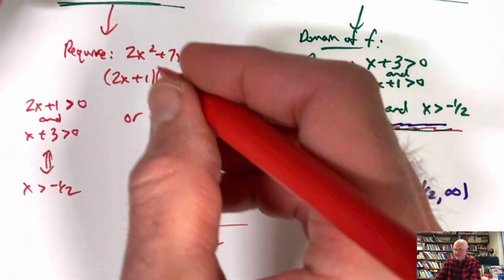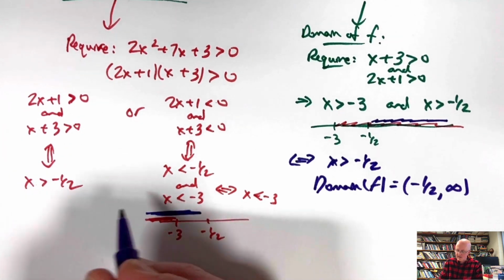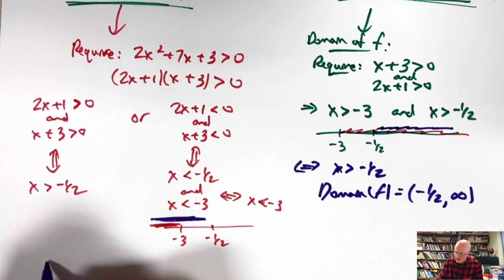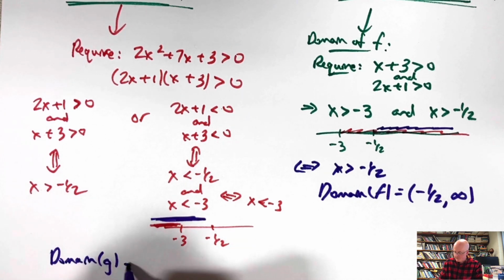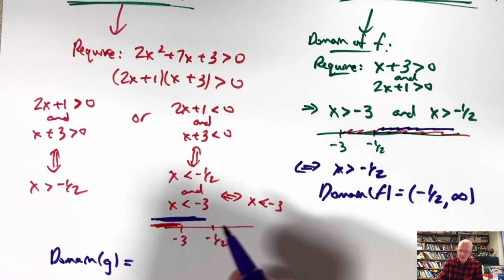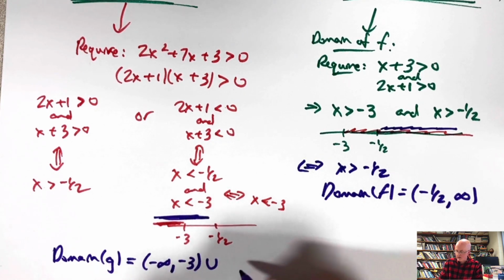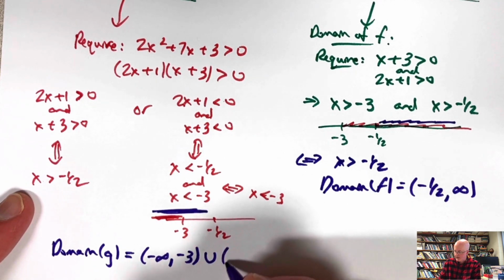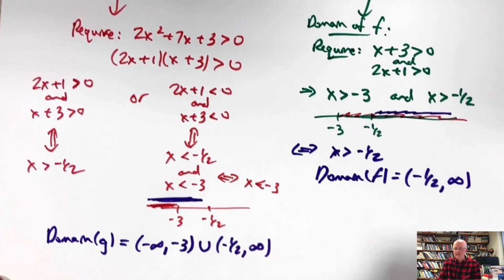But in this function here, either this or this can happen. So the domain of g is the union of two separate intervals. It's the interval from negative 3 leftward to negative infinity, unioned with the interval from negative 1/2 to infinity. So the domain is bigger.